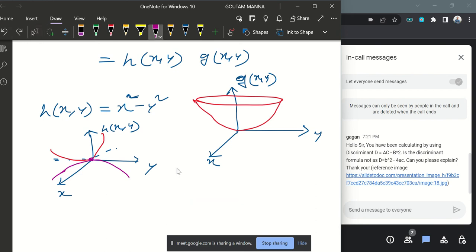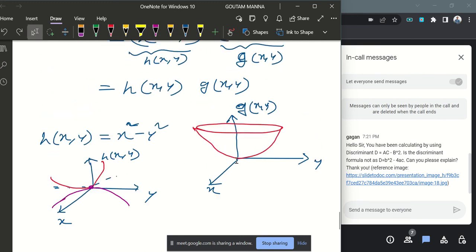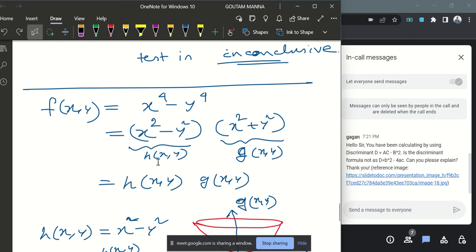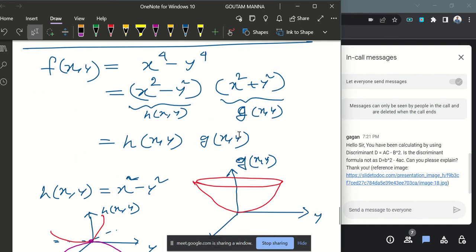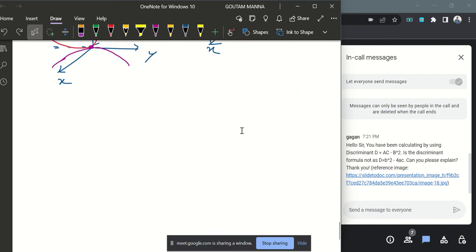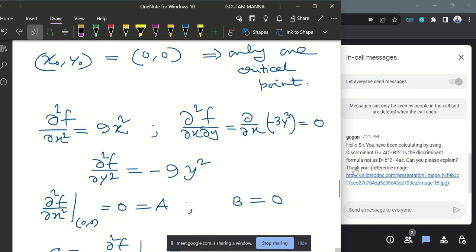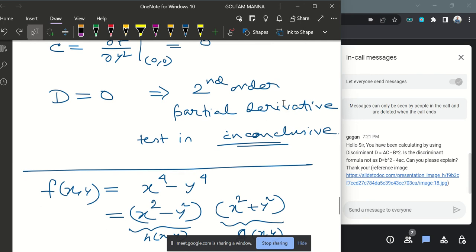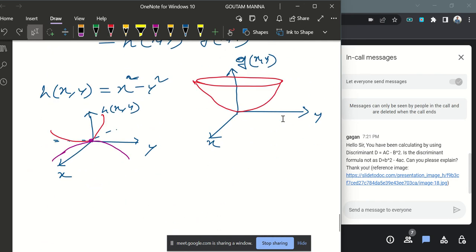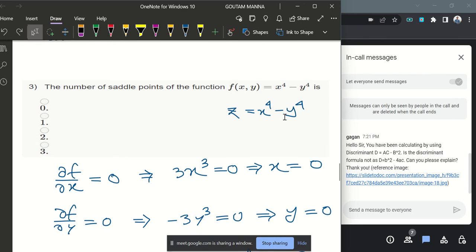If you look along x, it will be a maxima, and if you look along the y axis, it will be a minima. So it preserves the kind of its property if you multiply h of xy with g of xy. So from there you can conclude that this (0, 0) critical point is a saddle point, but not directly from the second order partial derivative test. So basically the number of saddle points, the answer will be 1.